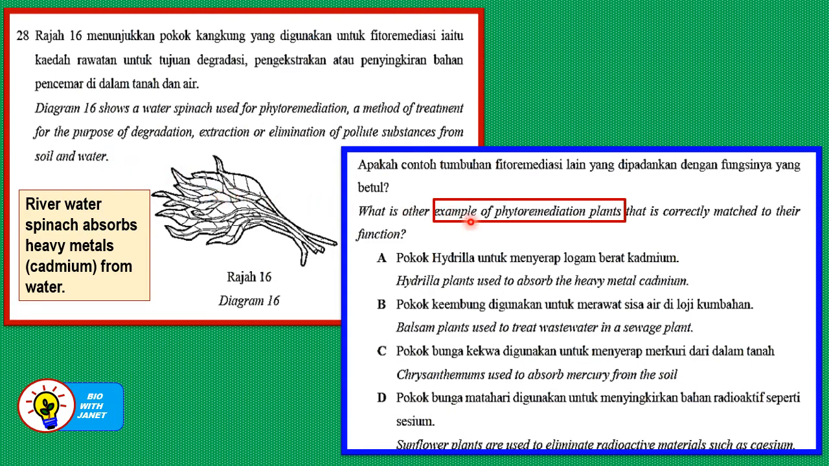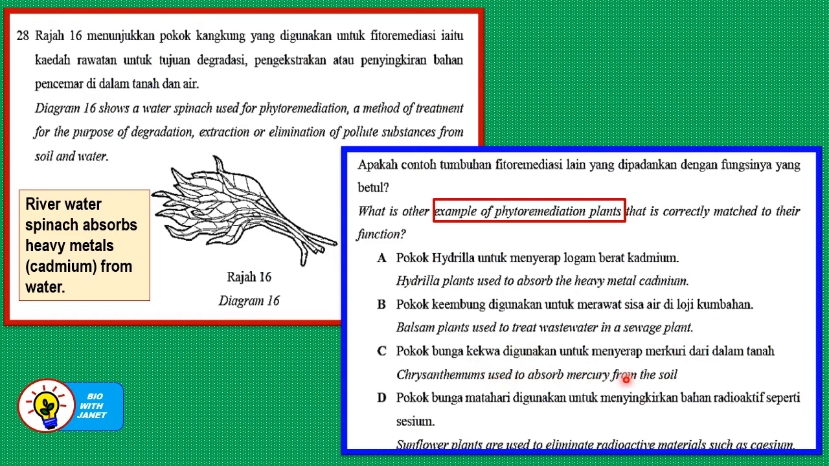So what is another example of phytoremediation plants that is correctly matched to their function? This is a straightforward question. So we need to memorize all the examples of plants that are used in phytoremediation to reduce the level of pollution in soil and water, right? So let's read the answers. A. Hydrilla plants used to absorb the heavy metal cadmium. No, this is not one of the examples given in the textbook. B. Balsam plants used to treat wastewater in sewage plant. No, this is not true.